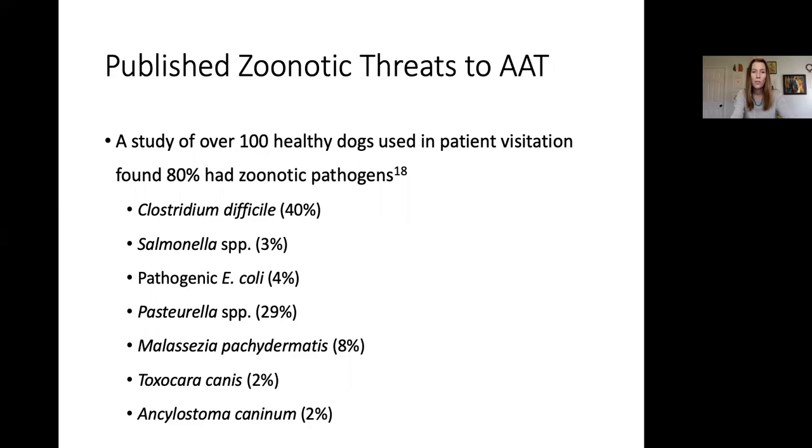And we know that this happens because a recent study looked at zoonotic pathogens among dogs that were being used within hospitals for patient visitations. And they did a study of 100 healthy dogs, so none of these dogs had any signs or symptoms of illness, but 80% of them had zoonotic pathogens.